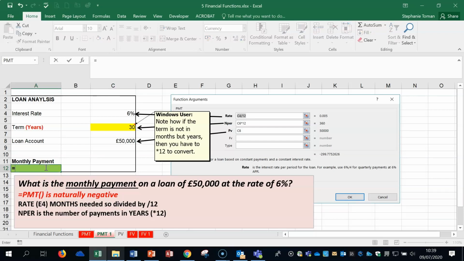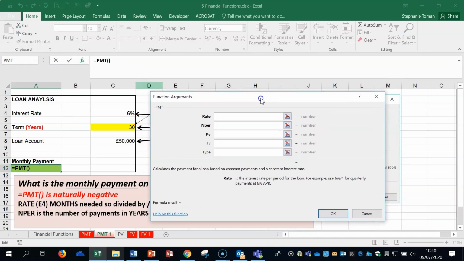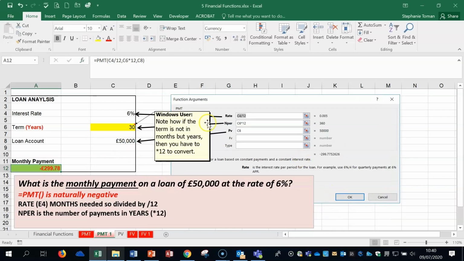I'm using a PMT, double click, go into the FX, let's line it up. Right, so there's my rate. I know I have to divide by 12. Now the payments, I've highlighted that in red, but obviously in the exam it wouldn't be in red. It's years, so we need to think about timesing it by 12 to make it monthly. Present value, once again, is the same. Okay, and I've got my answer.